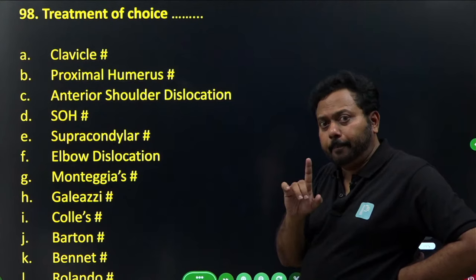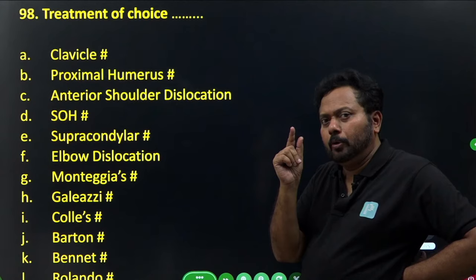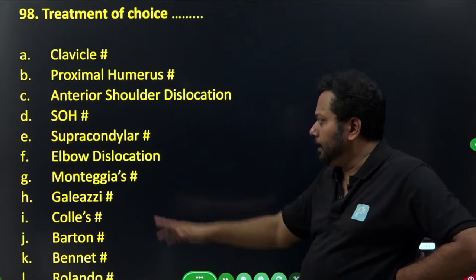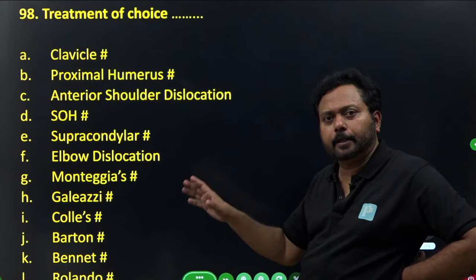I repeat once again, supracondylar alone, very, very important. Gartland type 1, conservative. Type 2, closed reduction, percutaneous pinning. Type 3, open reduction, internal fixation with cross K-wires. Monteggia's fracture depends upon the age. In a child, conservative. In an adult, open reduction internal fixation with DCP plate, plate osteosynthesis.